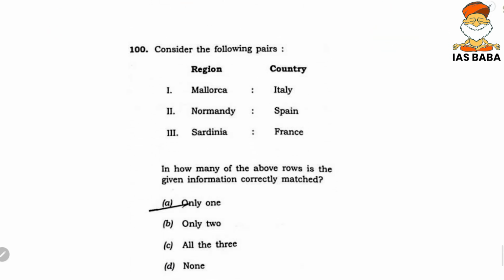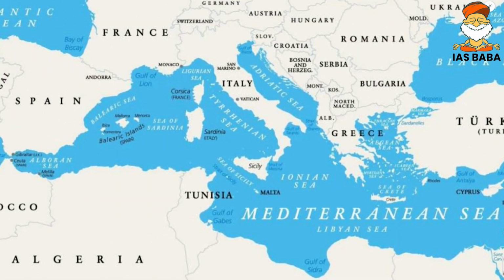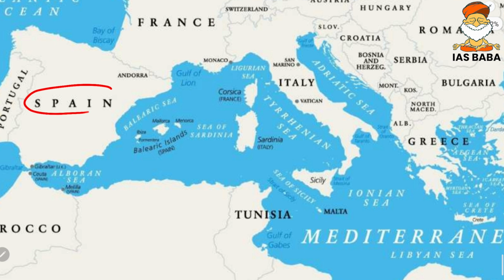The last question: consider the following pairs, regions and the country. Now this is again there in the news. It is again a current affairs based question. So Mallorca is basically part of Spain. You can see over here Spain, and you can see the Balearic Islands, and Mallorca. So it is a part of Spain.